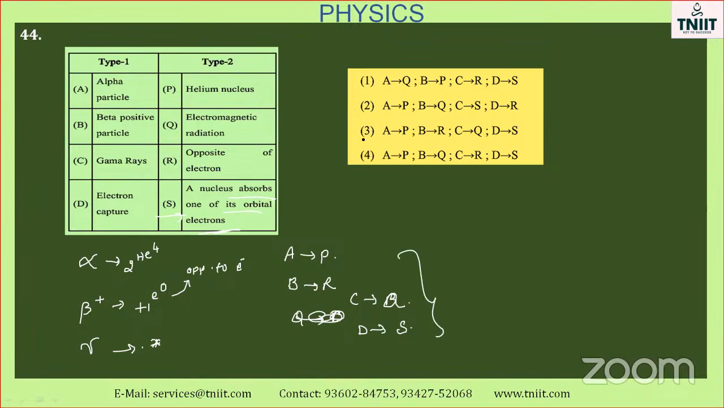So which is the right option? Option 3 is the right answer. A matches with P, B matches with R, C matches with Q, D matches with S. So the third option is the right answer.